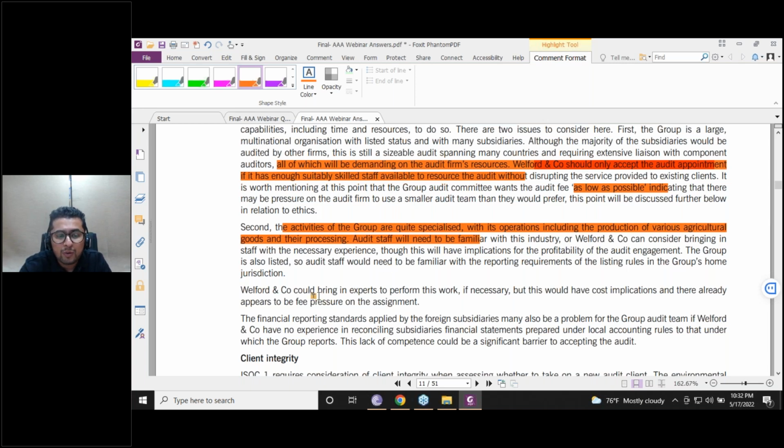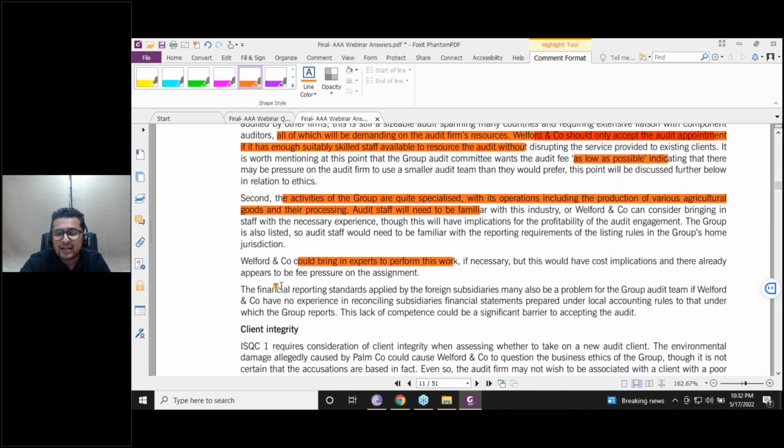So in order to handle this client, the audit firm would need to bring in an expert, and that would increase the cost. And the financial reporting standards applied by the foreign subsidiaries would be different from the group. So we need to consider whether we'll be able to rely on the expertise of those local audit firms. Otherwise, if those audit firms do not have experience, or if we are not able to rely on the work, this lack of competence could be a significant barrier, and we might not be able to accept the client.